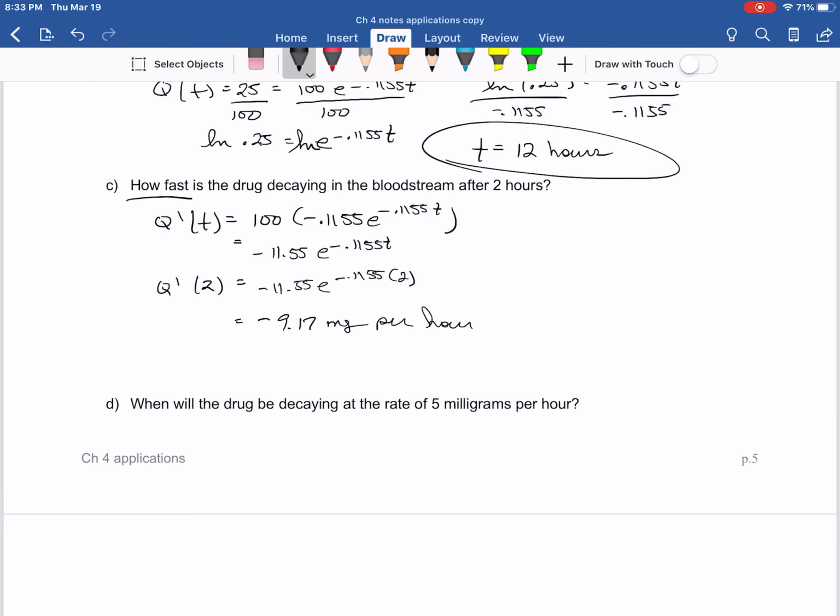All right, next question. When will the drug be decaying at the rate of 5 milligrams per hour? 5 milligrams per hour means that, once again, this is a rate. And so we're going to end up setting the derivative function, Q prime, equal to 5 is the rate, but it's decaying at that rate. So we're going to make it equal to negative 5 to indicate the fact that it's decaying. Make it negative, okay? Because this is going down at this particular time. So you set your Q prime function equal to negative 5.